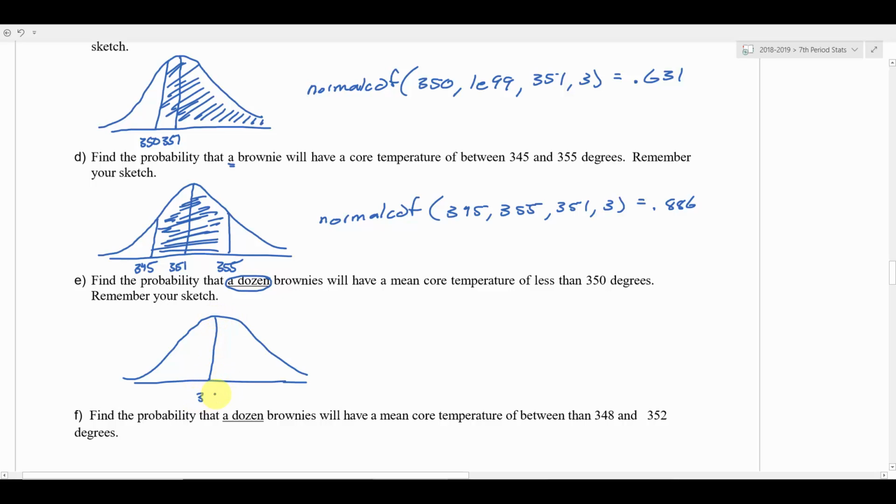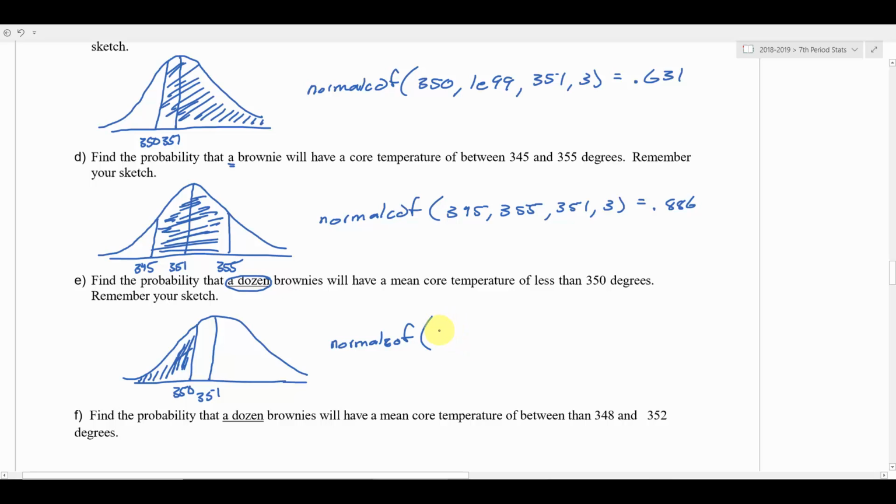Okay, so again, our mean is 351. We want to be less than 350. Okay, so here's my distribution. And we're going to do a normal CDF, right? Because the sampling distribution is still going to be normal because the population was normal. All right, so even though the sample size is not greater than 30, it doesn't matter because the original population was already normal, so we can do this.